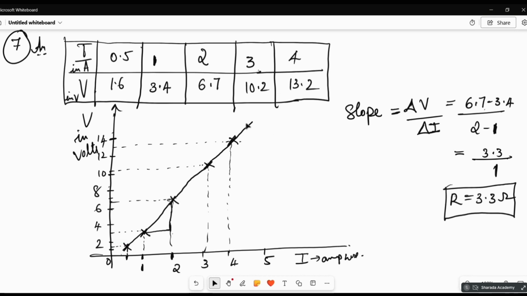Now, slope will be what? Take 2 points. What is the delta y here? I have taken between 1 and 2. Delta x is 2 minus 1, that is 1. Delta y will be 6.7 minus 3.4, so you will get 3.3. So resistance of this wire is 3.3 ohms. Since it's a conductor, between any 2 points you take, you will get almost the same value.